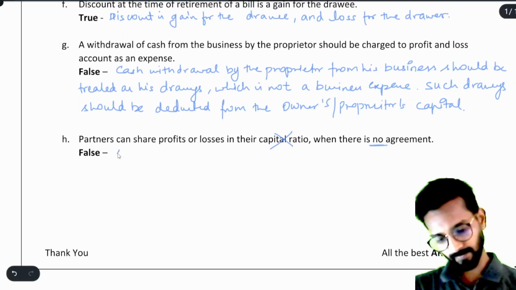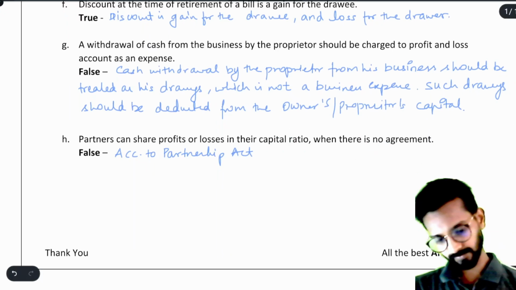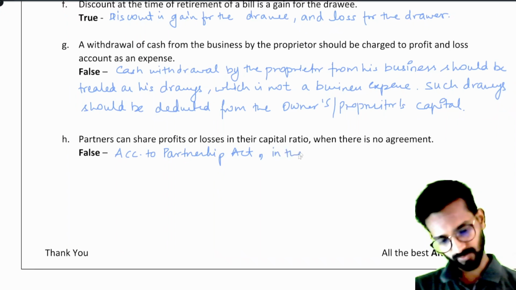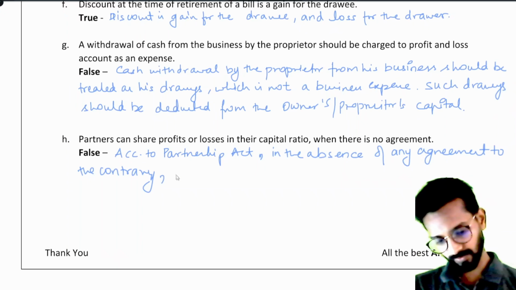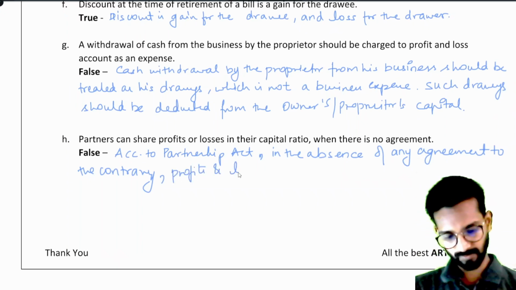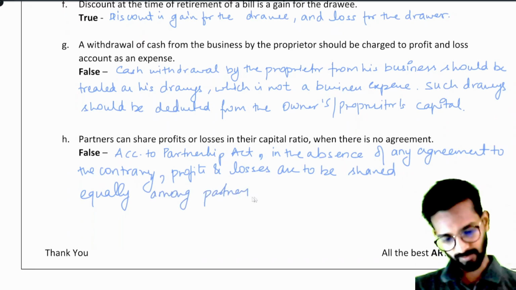You have to write here that according to the Partnership Act, partners, in the absence of partnership agreement or in the absence of any agreement to the contrary, भाई अगर कोई भी तरह का अग्रीमेंट नहीं किया हुआ है तो profits and losses are to be shared equally among partners. Okay, remember this, you have to share equally.